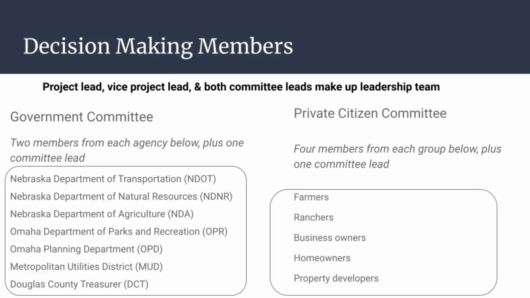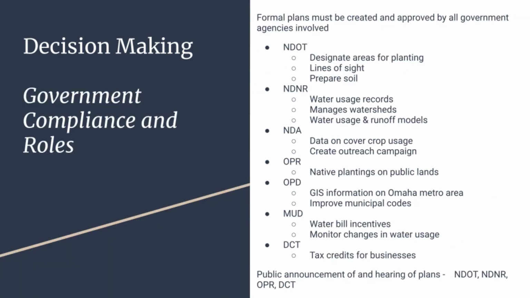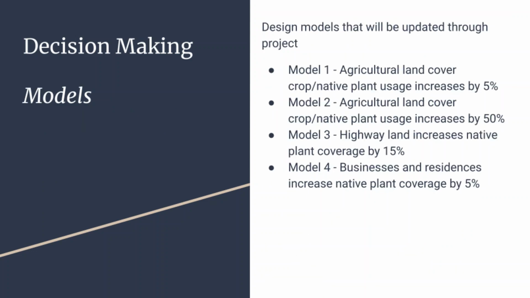Decision-making members will include a project lead, vice project lead, and 2 committee leads, heading both a government committee and a private citizen committee. Formal plans must be created and approved by all government agencies involved, including the NDOT, NDNR, NDA, OPR, OPD, MUD, and DCT. Public announcement of and hearing of plans must be performed by the NDOT, NDNR, OPR, and DCT.